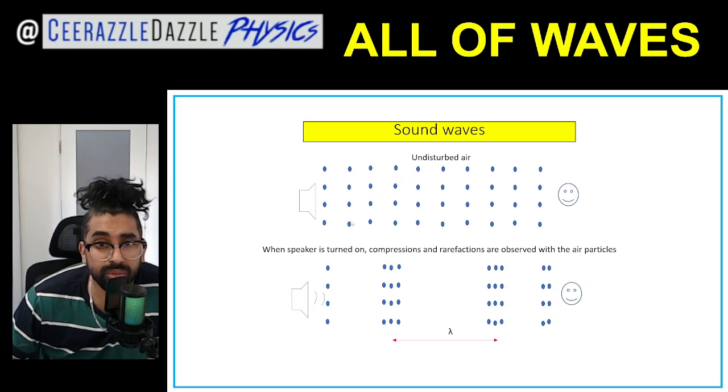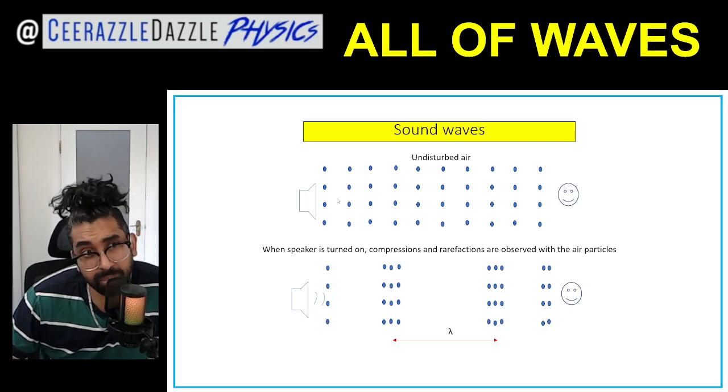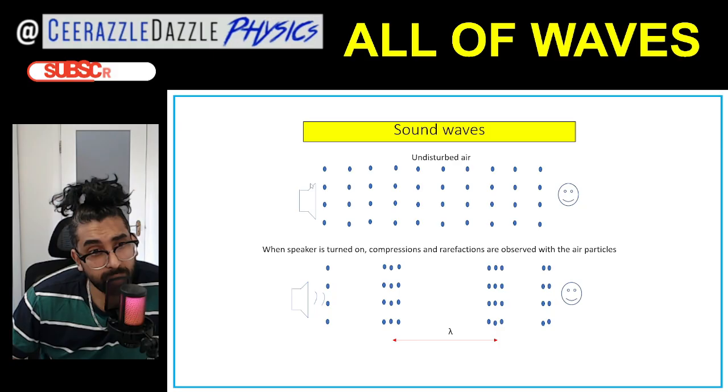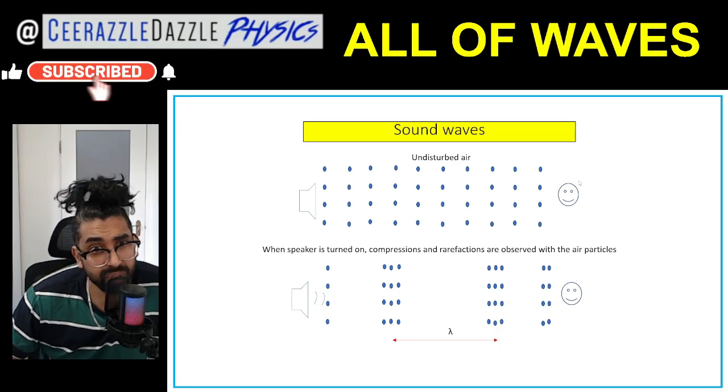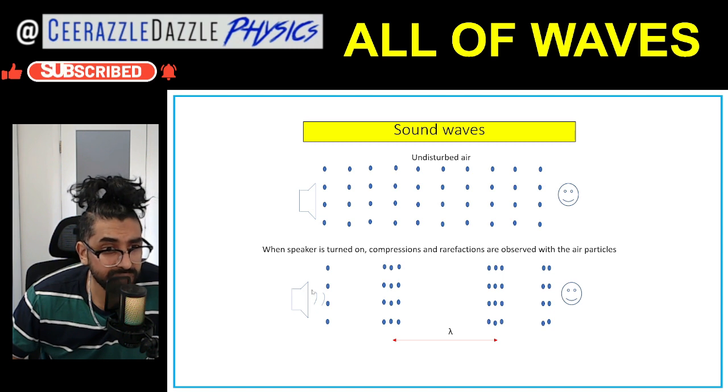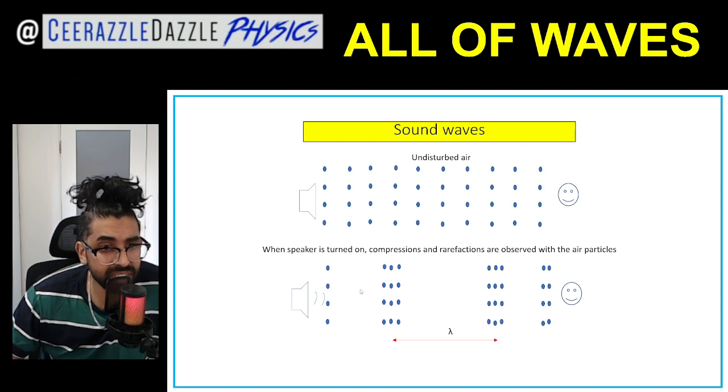Sound waves are a good example of a longitudinal wave. On one side we've got a speaker, and on the opposite side we've got you. First of all, this is undisturbed air. When sound waves are produced, they cause the air to vibrate, and compressions and rarefactions are formed because sound is a longitudinal wave. The distance from one compression to the next compression is called the wavelength.